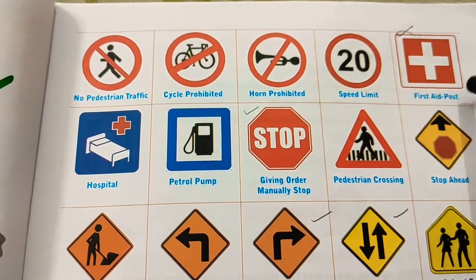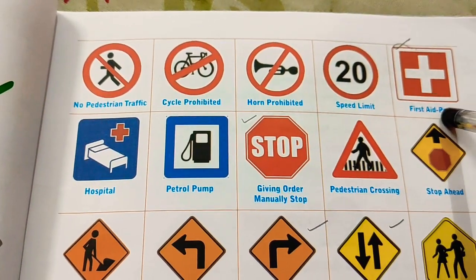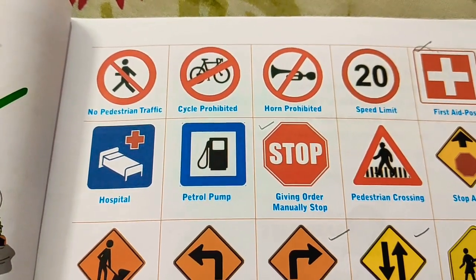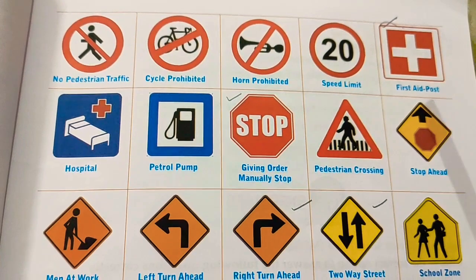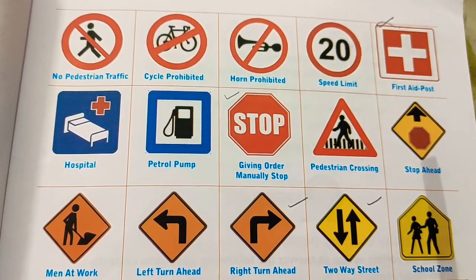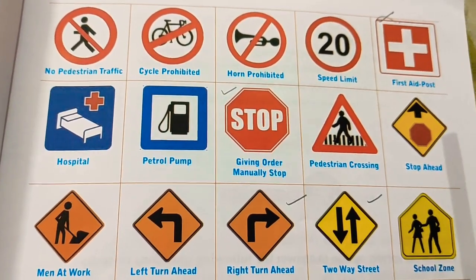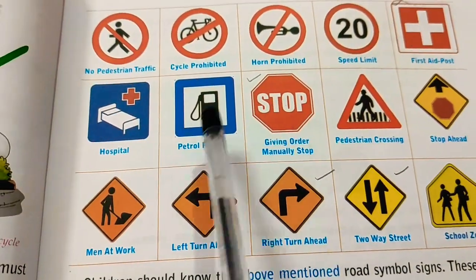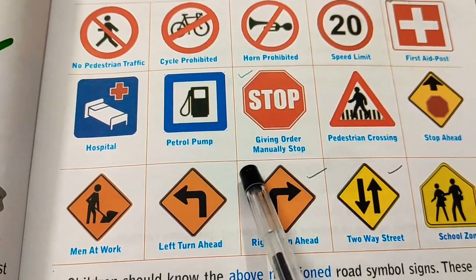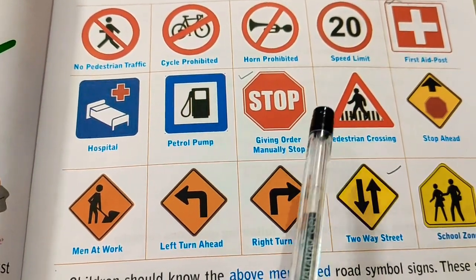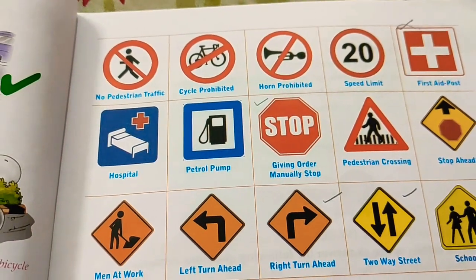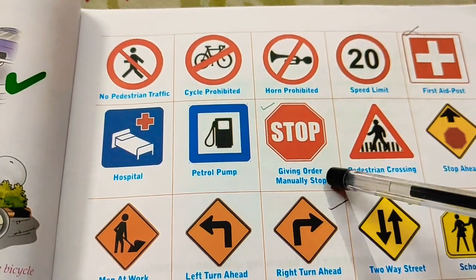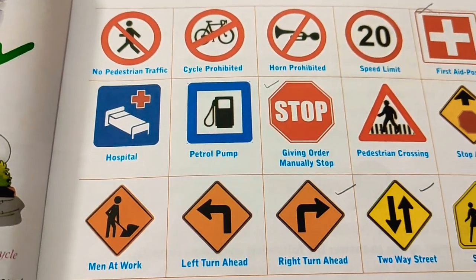First aid post. Okay, this symbol means in this area you can get this particular point. You can get first aid if anybody in any emergency, somebody meets with an accident. The first aid can be given from the place where this type of symbol is there. Okay, this is the symbol of hospital. Petrol pump, giving order manually. Stop means somewhere when some schools and all are there, this stop symbol is there at the junction, that please just stop, look around and then move.